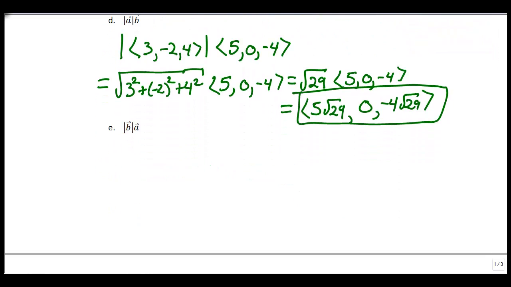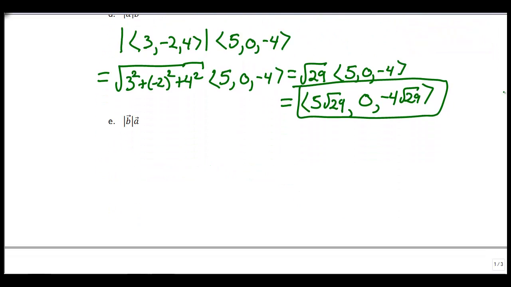And then a similar thing, we just switch the A and B around. So I get magnitude of B times A. So this is going to be the magnitude of 5, 0, negative 4. Again, that's going to give us a scalar that's going to work down to be some number multiplied by the vector A, which is 3, negative 2, 4. The magnitude of B times A.